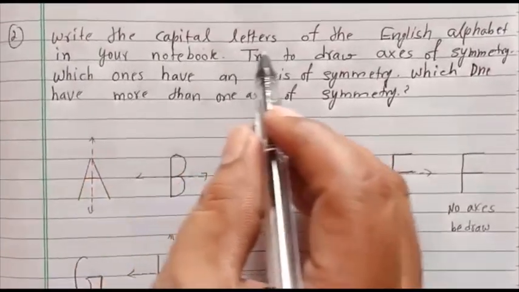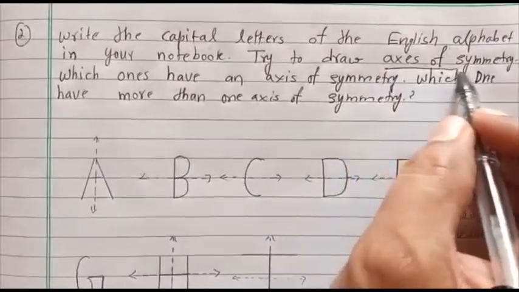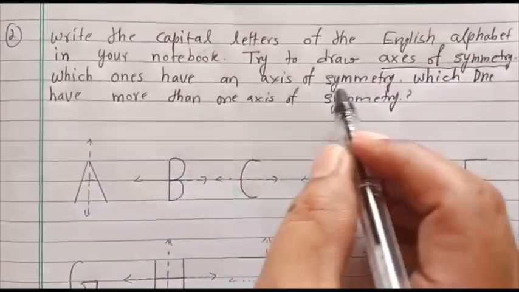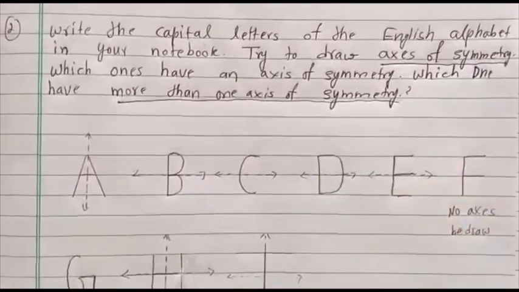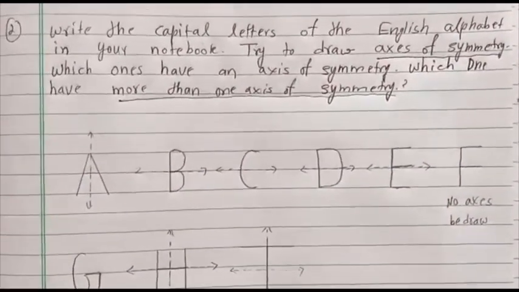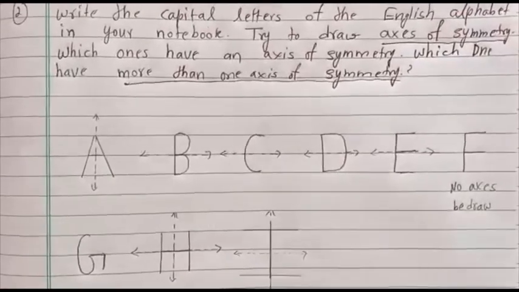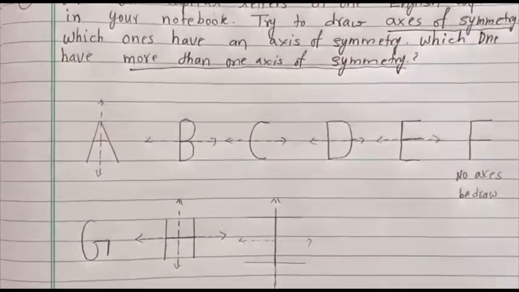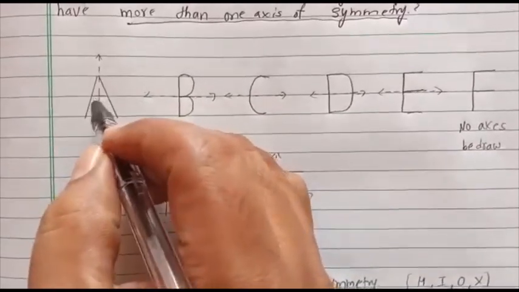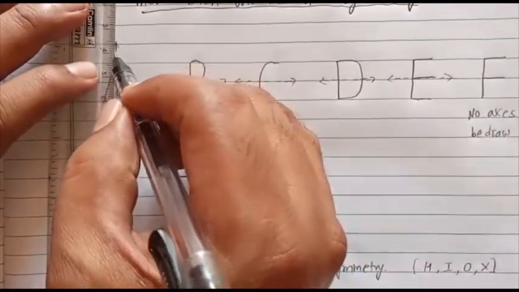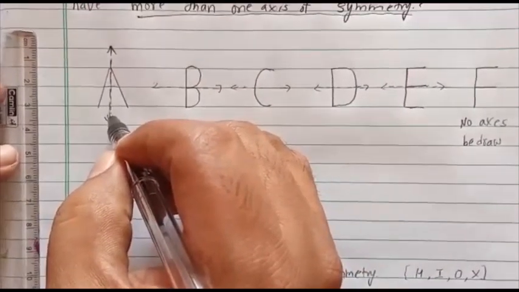Question number 2. Write the capital letters of the English alphabet in your notebook. Try to draw the axis of symmetry. Which ones have an axis of symmetry, and which have more than one axis of symmetry? In this question, what is given? We have to write all the letters of the English alphabet, starting from A, B, C, D. In that we have to show how many axes of symmetry there are. For example, take the letter A. If we draw here, we will get this axis of symmetry. So in A there is only one axis of symmetry.